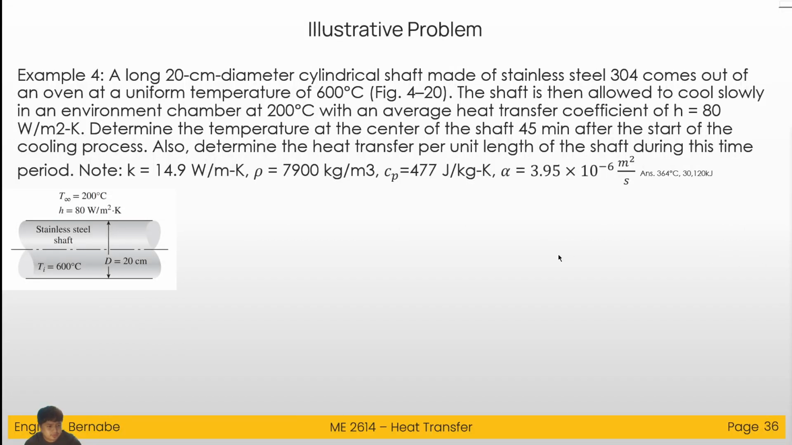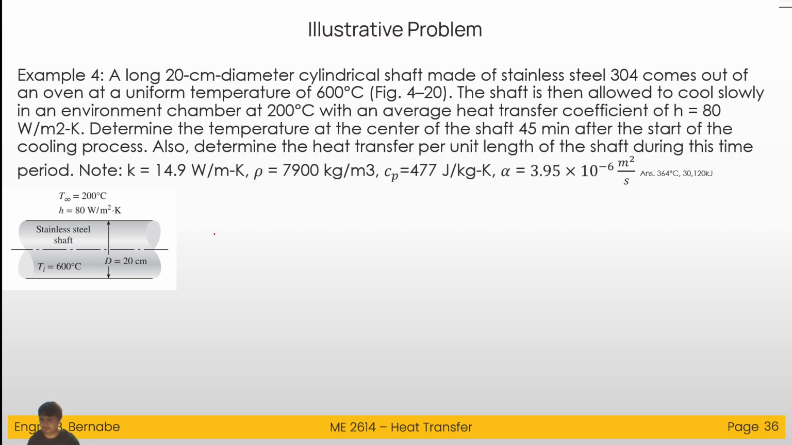Okay, for this next example, we have a cylinder shaft with a 20 centimeter diameter and a uniform temperature of 600 degrees Celsius. It is then cooled slowly in an environment of 200 degrees Celsius. The heat transfer coefficient on average is 80. We need to determine the temperature at the center of the shaft after the start of the cooling process, and also determine the cooling heat transfer per unit length of the shaft during this time period.